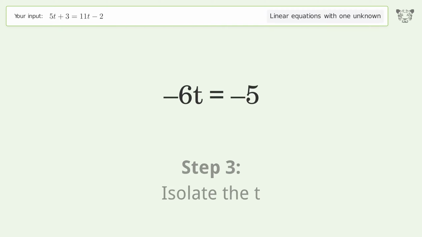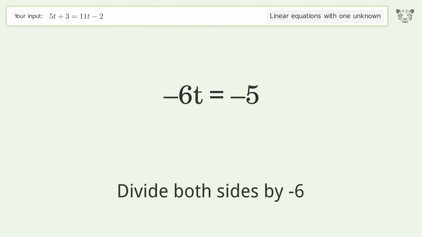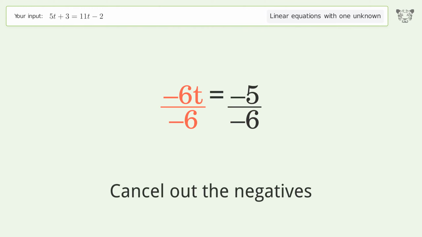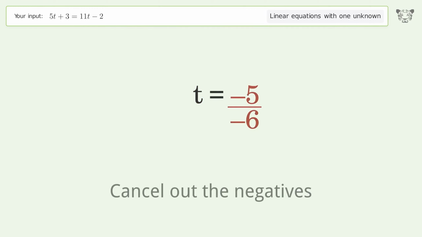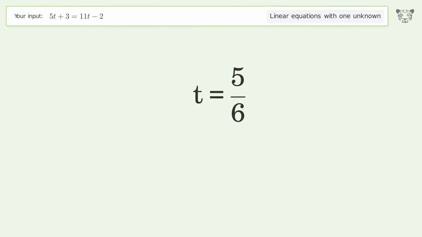Isolate the t. Divide both sides by -6. Cancel out the negatives. Simplify the fraction. Cancel out the negatives. And so the final result is t equals 5/6.